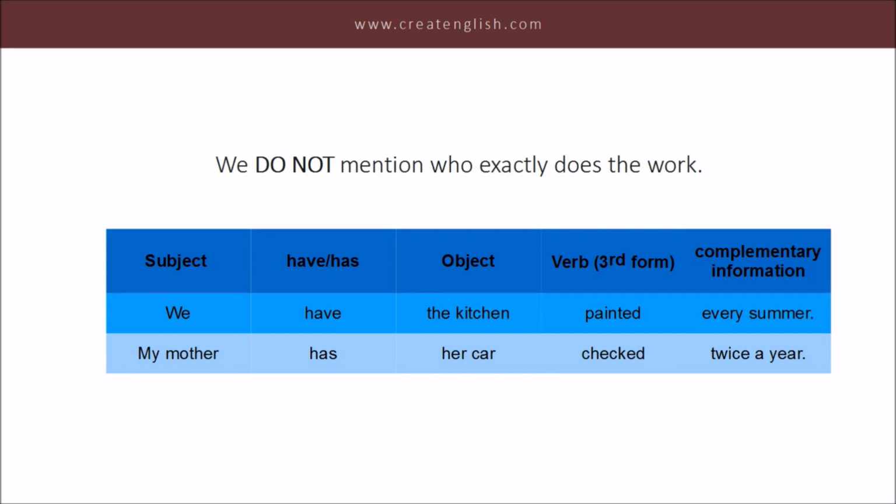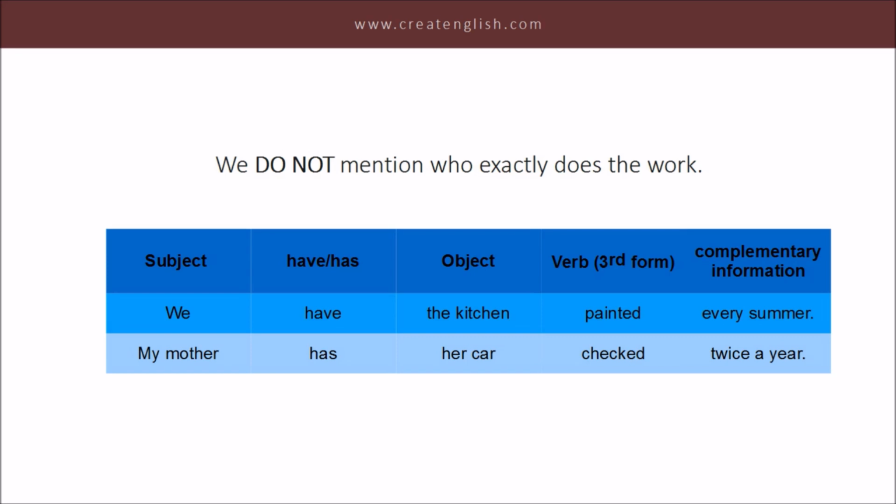And so look at these two examples. We have the kitchen painted every summer. Like, we know what action is done, and we know that we don't do it, but we don't mention who does it. Or my mother has her car checked twice a year. We suppose it's the mechanic who checks the car, obviously, but we just don't say it.